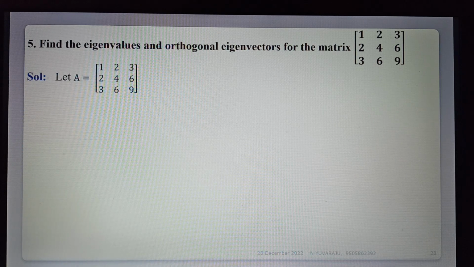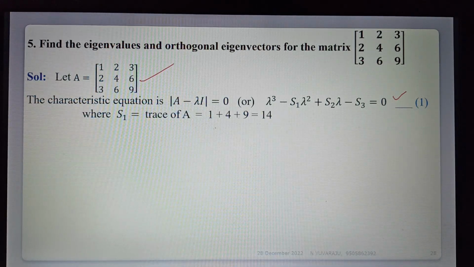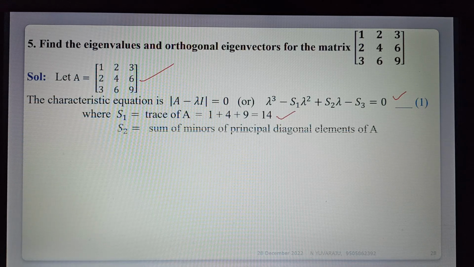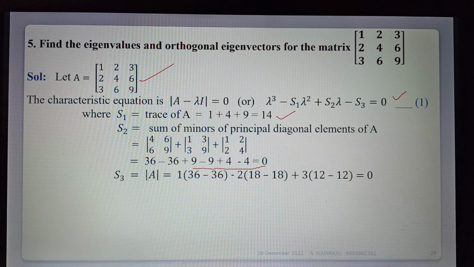Same as before, first find the characteristic equation using this formula. Next, find S1, S2, S3. S1 is equal to the trace of the matrix, 1 plus 4 plus 9, is equal to 14. S2 is the sum of the minors of the principal diagonal elements of A, that is the determinant of [4 6; 6 9] plus determinant of [1 3; 3 9] plus determinant of [1 2; 2 4]. So that is equal to 36 minus 36, minus 9 plus 9... plus 4 minus 4, that is equal to 0.